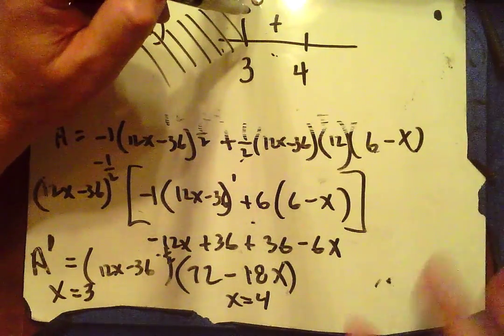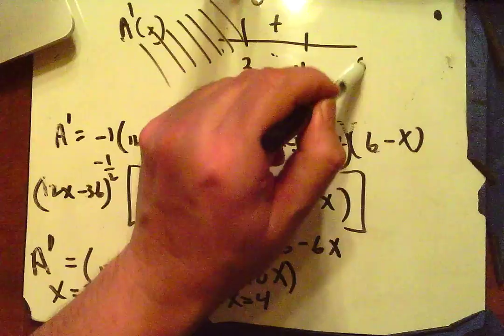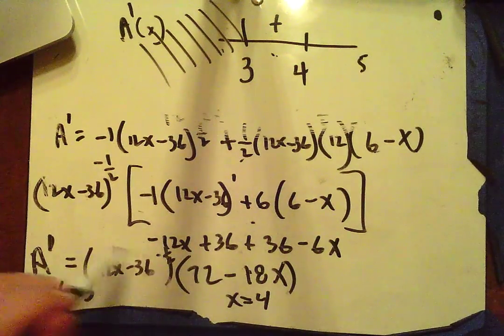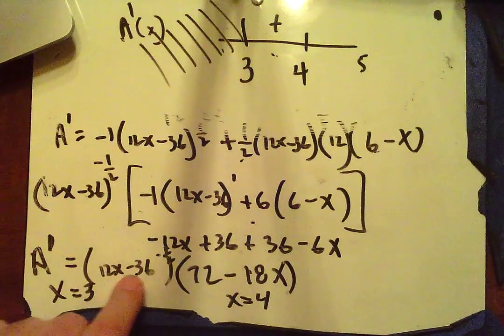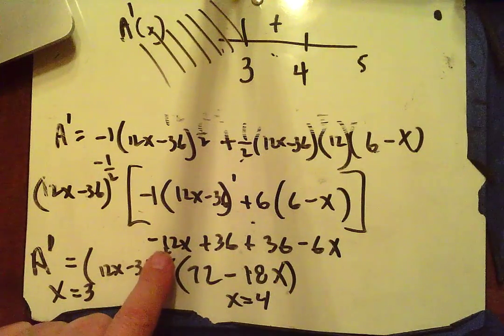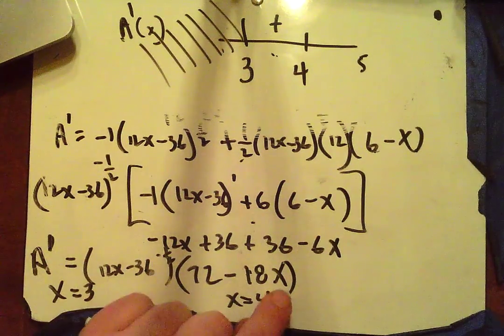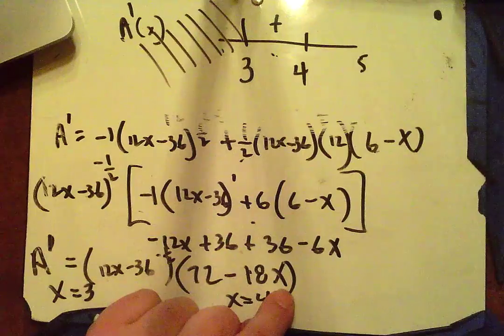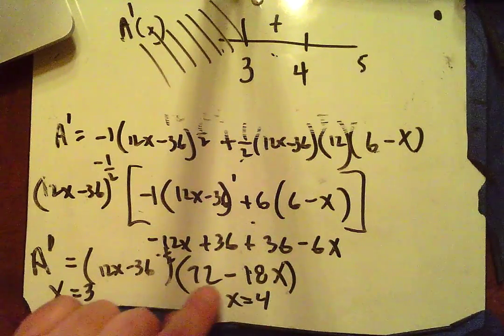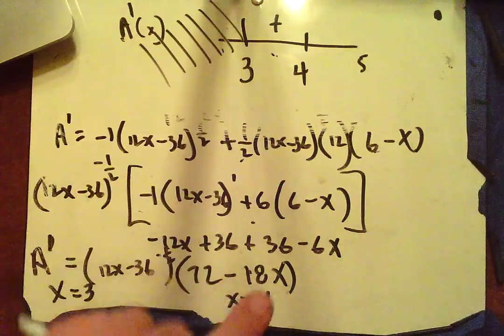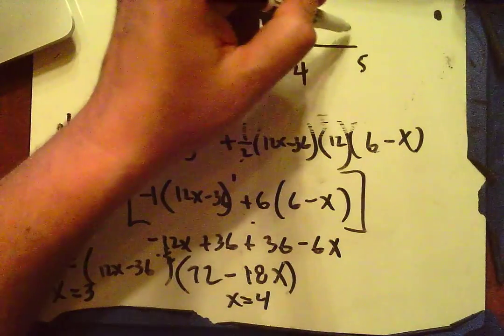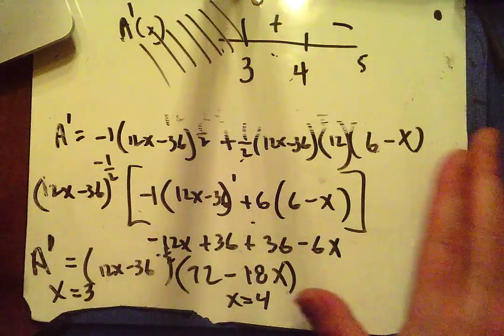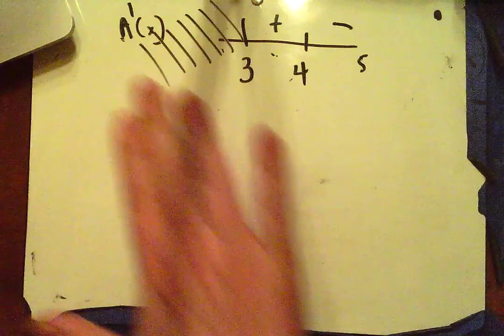But if I put in something bigger than 4, like 5, I'm still going to have a positive here, because 60 minus 36 is 24, and I can take the square root of 24. That's going to be positive. If I plug in a 5 here, I'm going to have 90. 72 minus 90 is definitely a negative number. Negative divided by positive is negative. And we see our max is occurring when x equals 4.